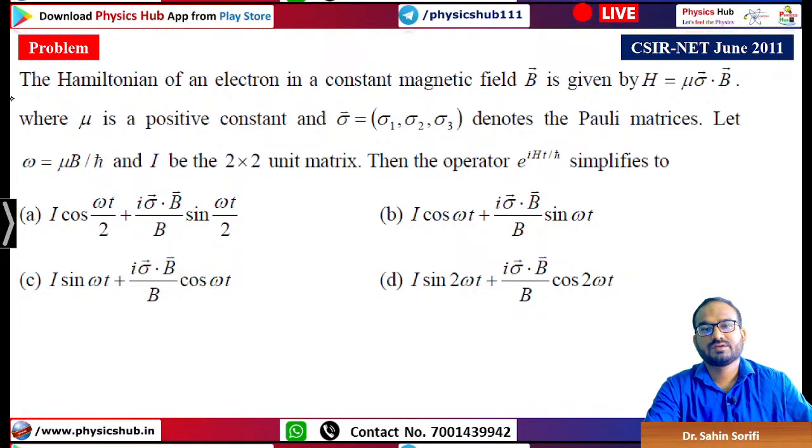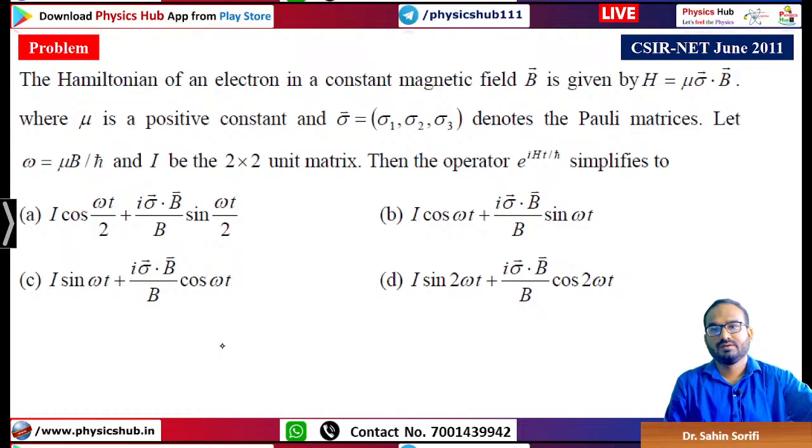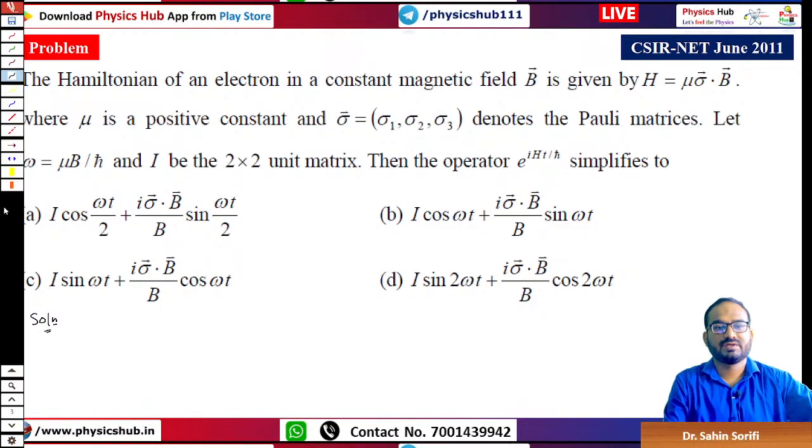The Hamiltonian of an electron in a constant magnetic field B is given by H equals mu into sigma dot B. Mu is a positive constant, sigma denotes the Pauli spin matrices. Let omega equal mu B by h cut and I be the 2 by 2 unit matrix. Then the operator e to the power iHt by h cut simplifies to. Can you solve this problem? Look, try to notice this problem. Very good problem actually. What is the given operator?